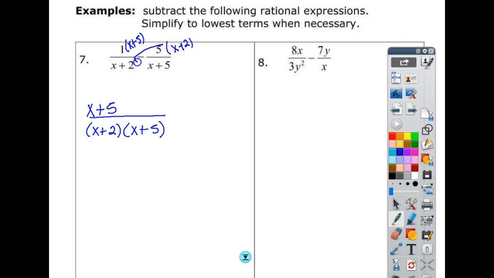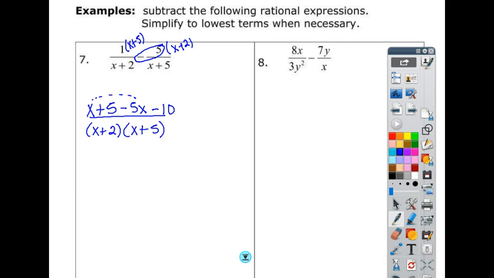Now, we have to be careful. This is a negative 5. I sometimes still, when I work problems, even I will circle that because that really helps it stand out so that I know that's a negative, to include that negative. So negative 5 times x is negative 5x. Negative 5 times 2 is negative 10. Good job.